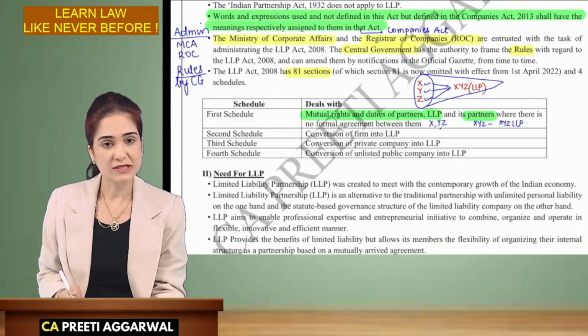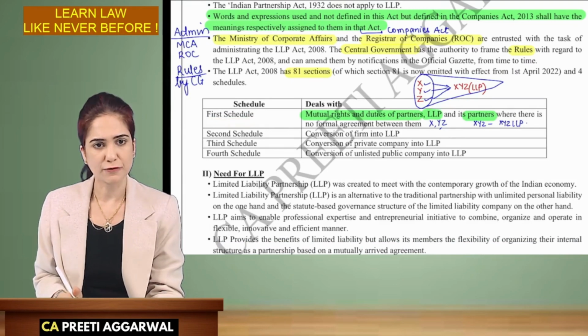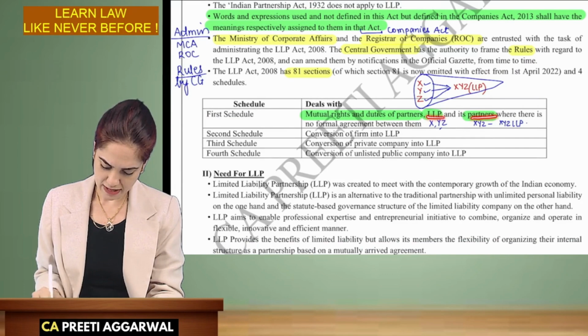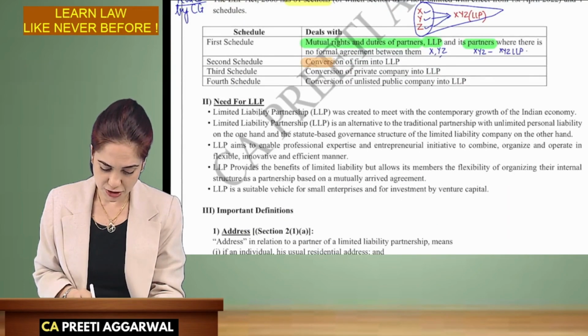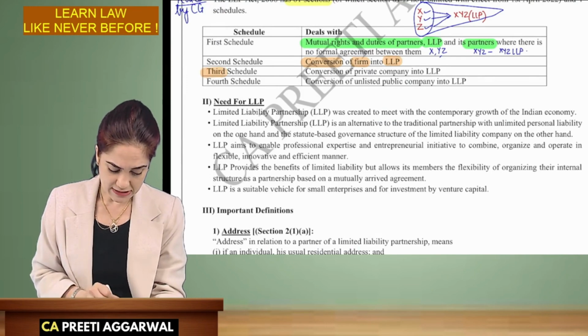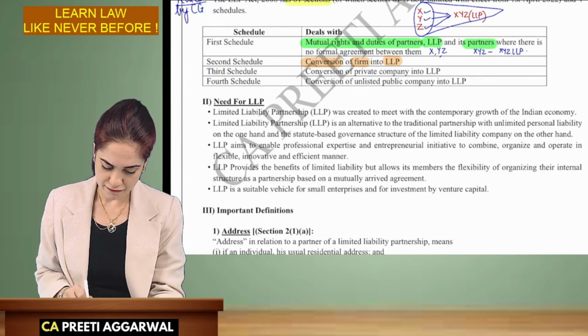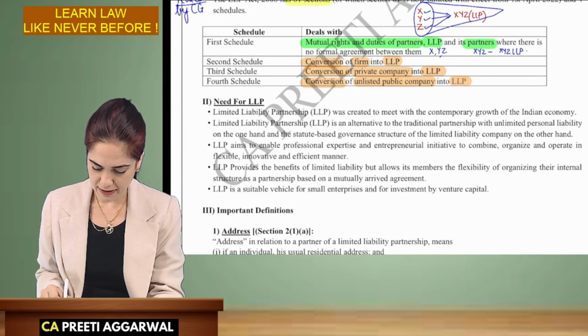So we have the first schedule, which defines the mutual rights and duties of LLP and its partners. The second schedule provides a procedure for conversion of a firm into LLP. This firm is a partnership firm. The third schedule is conversion of a private company into LLP. And the fourth schedule is conversion of an unlisted public company into LLP.